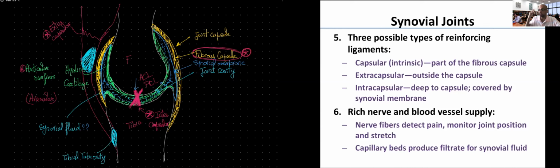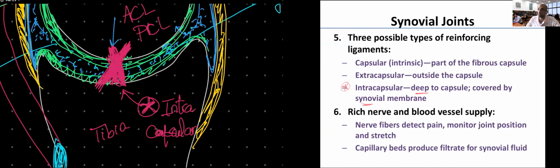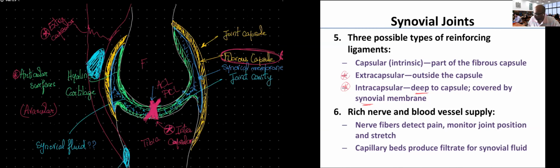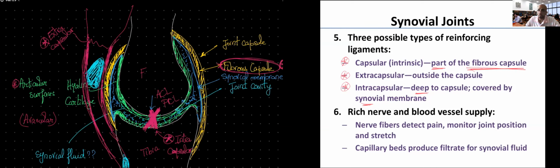So again, we have three different types of reinforcements that we can see in the synovial joints. We have the intracapsular reinforcement, and those are deep to the capsule. They are covered by the synovial membrane, like here, those ligaments attaching the bones together. We have extracapsular reinforcement, and those are going to be located outside of the joint capsule. And we have the capsular or intrinsic reinforcement. This is part of the fibrous capsule itself that allows you to stabilize the joint.